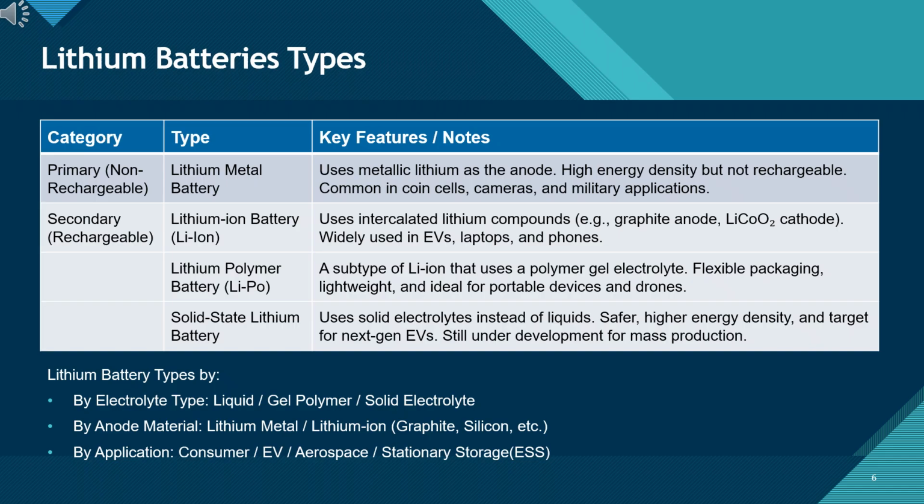Lithium metal batteries are primary, meaning they're not rechargeable. You'll see them in coin cells or military devices. Lithium-ion batteries are secondary or rechargeable, and these are what we use in EVs.